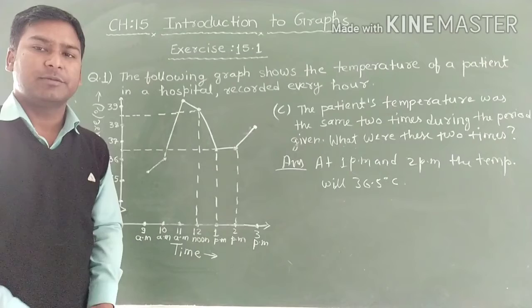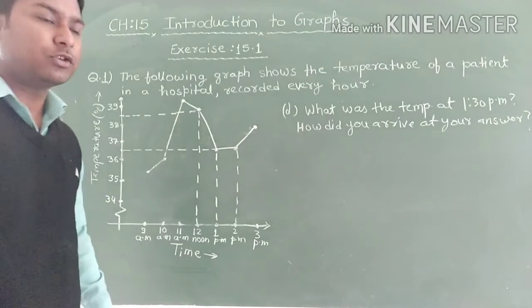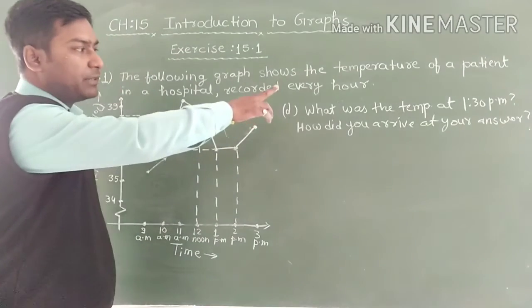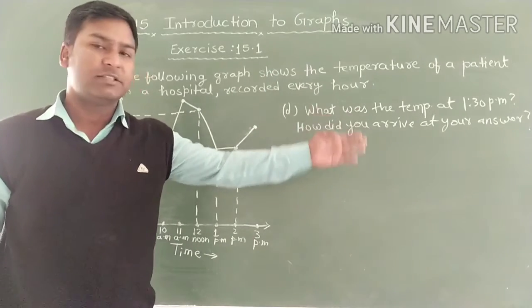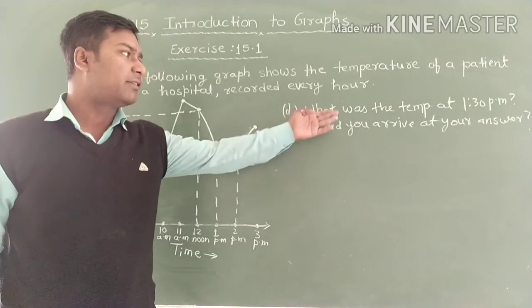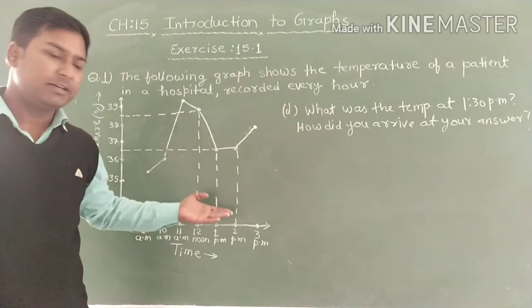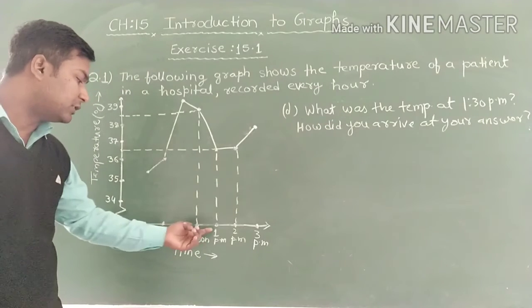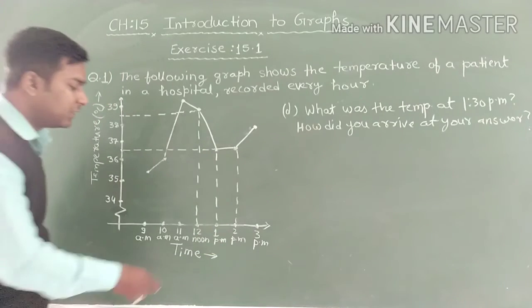Now next question number D. Now question number D. What was the temperature at 1:30 p.m.? How did you arrive at your answer? So simply, what is given is 1:30 p.m., and we have to tell what is the temperature of the patient. So at 1:30 p.m., this is 1 p.m. and this is 2 p.m.